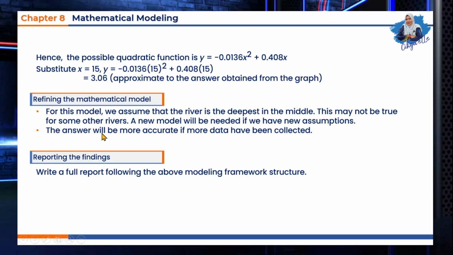The answer will be more accurate if more data have been collected. For example, we know which river it is, and we have more information to help us get a more accurate mathematical model. The final step is we report the findings, which means we write a full report based on the modeling framework structure that we have gone through. That's all for the quadratic functions.